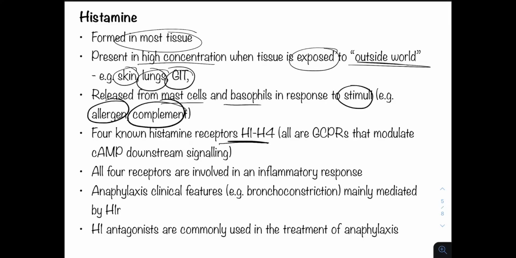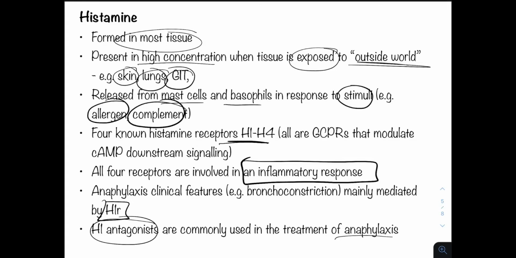And if you're interested in pharmacology, these are all G-coupled protein receptors that modulate a cAMP downstream signaling pathway. Now, importantly, all 4 receptors are involved in an inflammatory response, hence why we take antihistamines when we have, for example, sinusitis. Now, the clinical features of anaphylaxis are mediated mainly by histamine 1 receptors, hence why histamine 1 receptor antagonists are commonly used in the treatment of anaphylaxis, as we shall see.